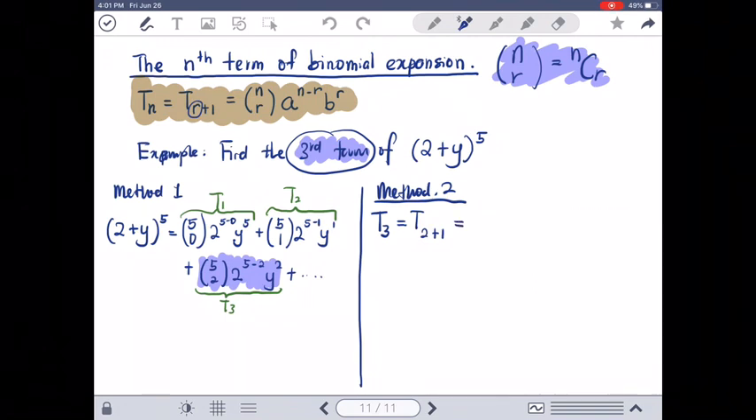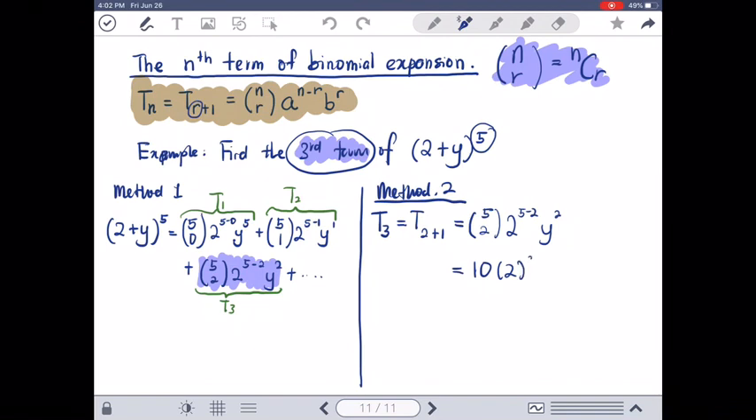So this is just equals to, by the formula, our n is 5, 5C2. a is 2, 2 to the power of 5 minus 2, y to the power of 2, which is basically the same. Okay. Now we simplify. We should get 5C2 equals to 10 times 2 to the power of 3 y squared. So press your calculator.